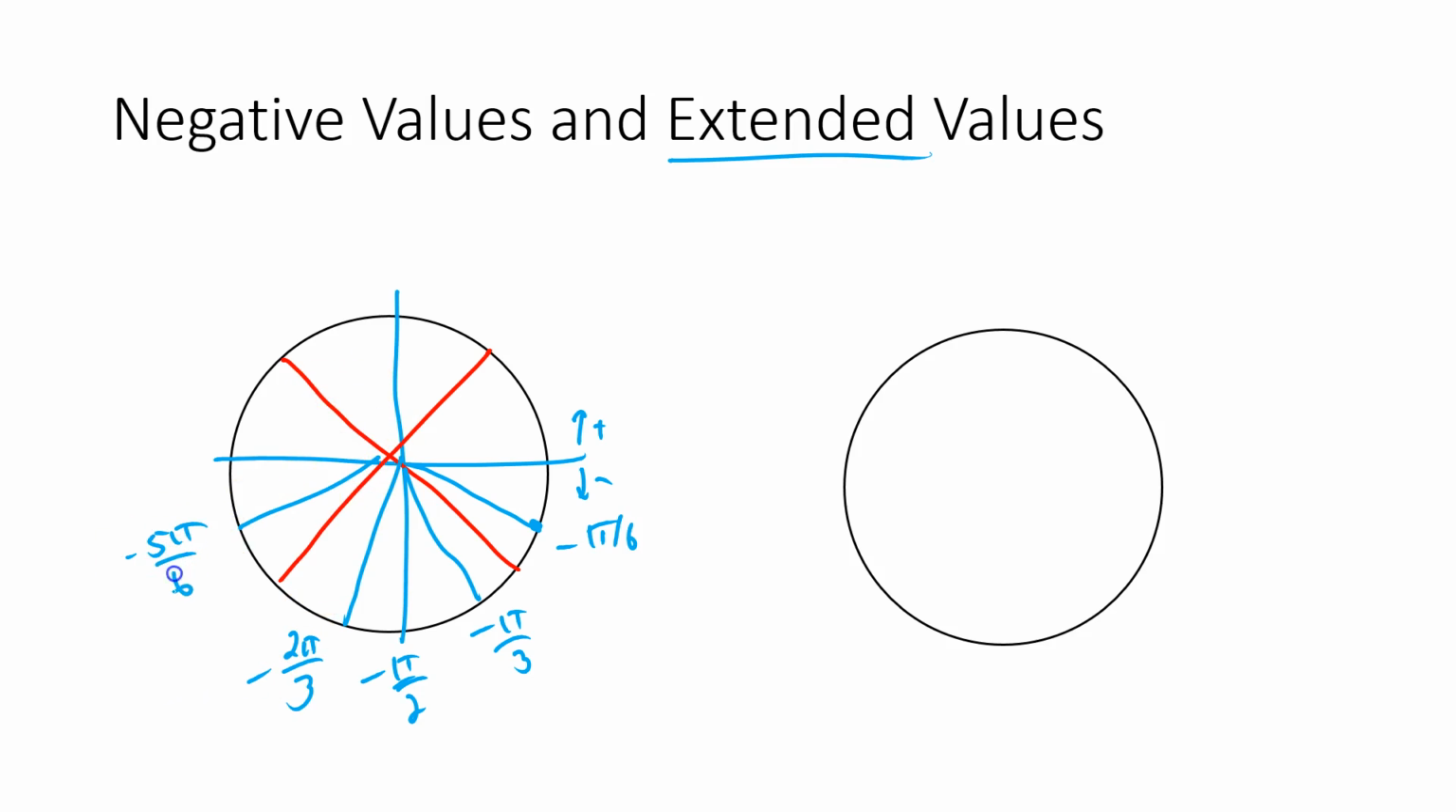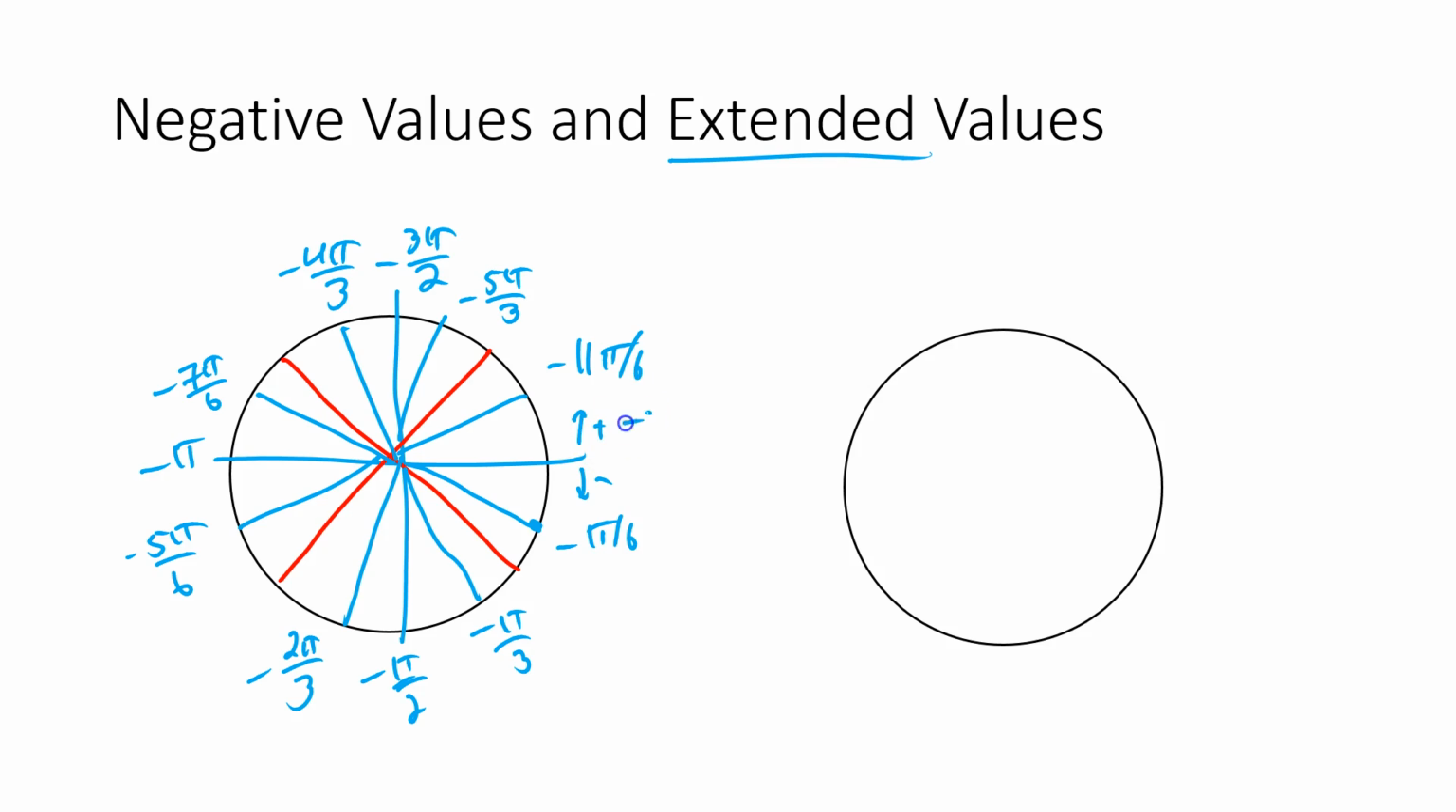5, 6, which would be negative pi, 7, which is negative 7 pi over 6. We got 8, 9, 10, 11, and 12. So 8 would be negative 4 pi over 3, negative 3 pi over 2. This would be negative 5 pi over 3, negative 11 pi over 6, and then negative 2 pi all the way around. 0 starting there.